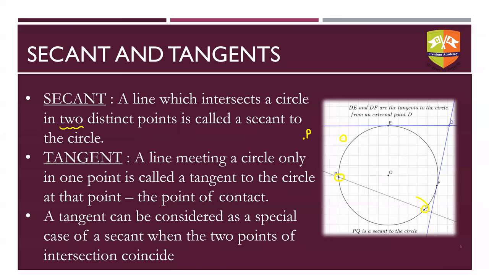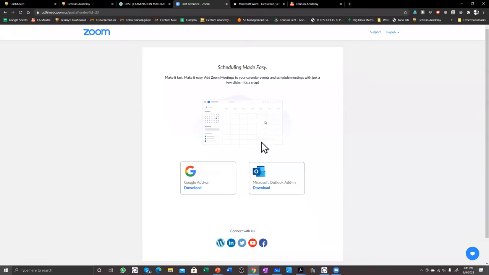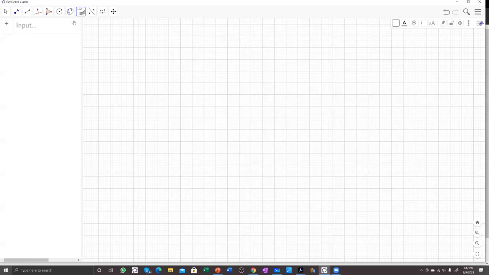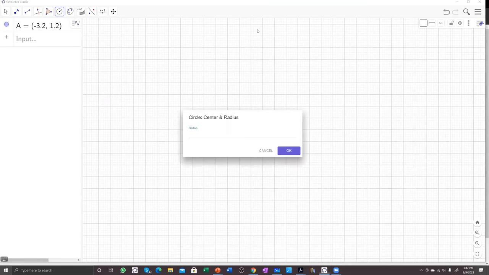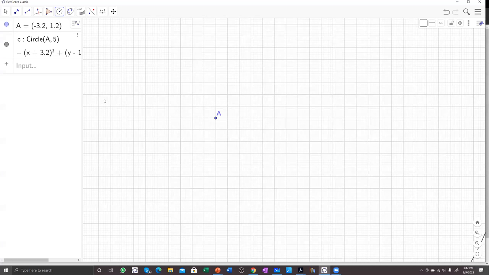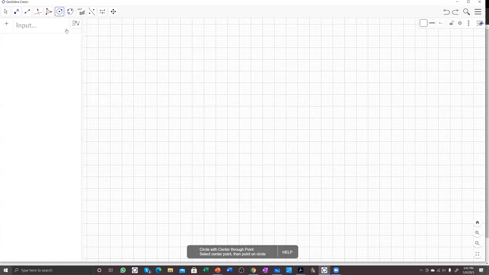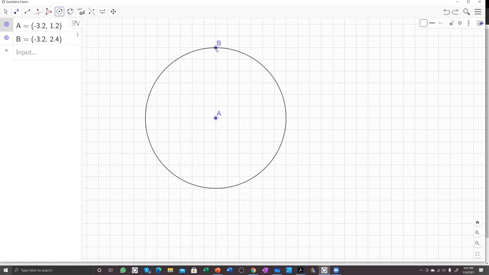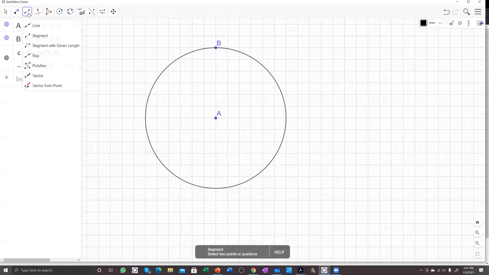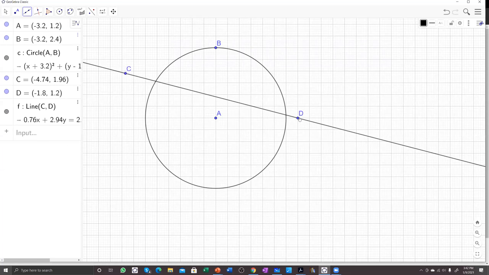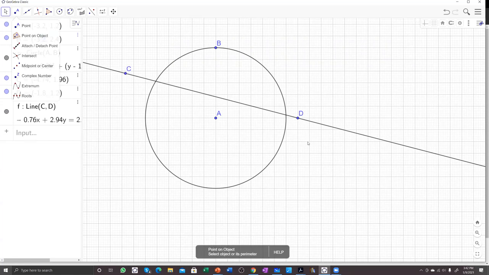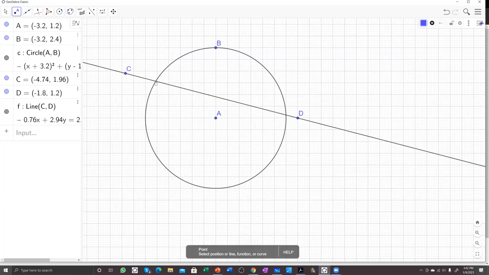Wait, let me also show you through this. Let's say we have a circle with any given radius. This is the center and we take a radius of 5. So I'm drawing a circle from this point to, let's say, this point. And then I am drawing a secant. A secant is nothing but taking any two points. This is a secant. Now, these are the points of intersection, E and F.